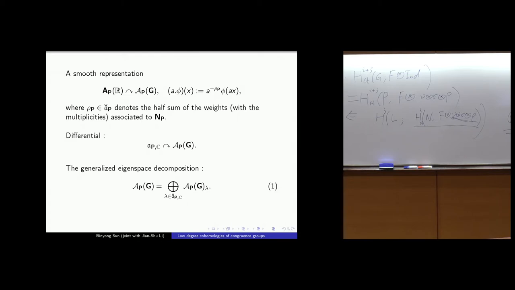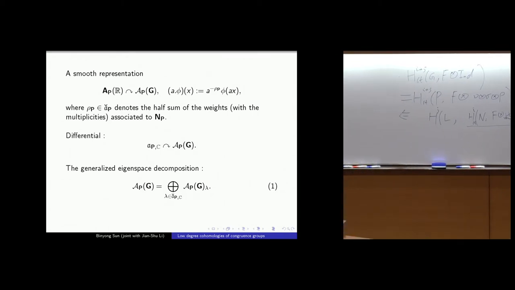And this action is locally finite, so we can have a generalized eigenspace decomposition. This action also commutes with the action of the group G on this space. Therefore, this is a decomposition of representations.